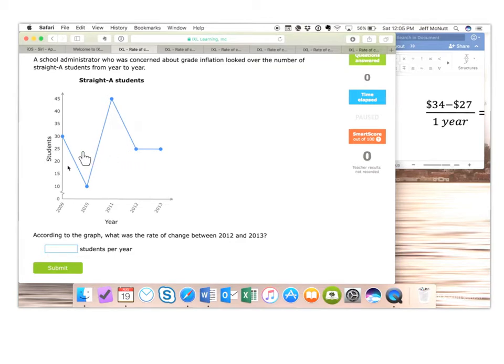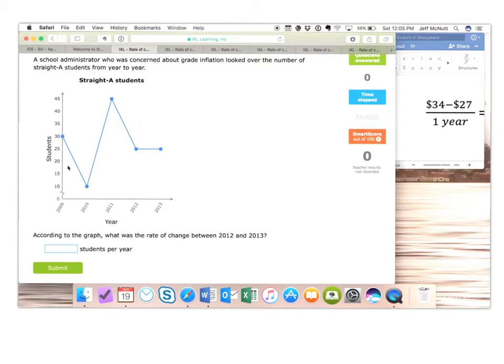Well, if we go over here to read the number of students, we see that in 2012 they had 25 students, and in 2013 they had 25 students. Well, what changed? Nothing. Still have 25 students. So for this question, the answer would be 0 students per year. 0 students would be in the numerator.